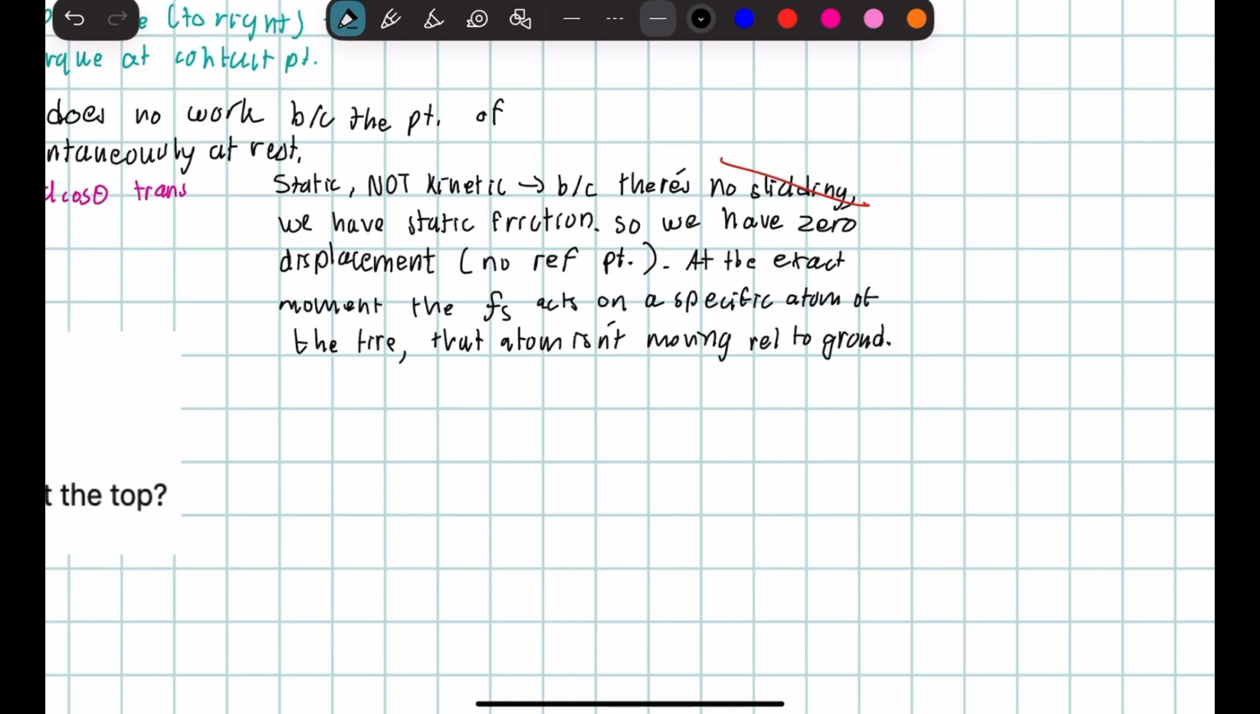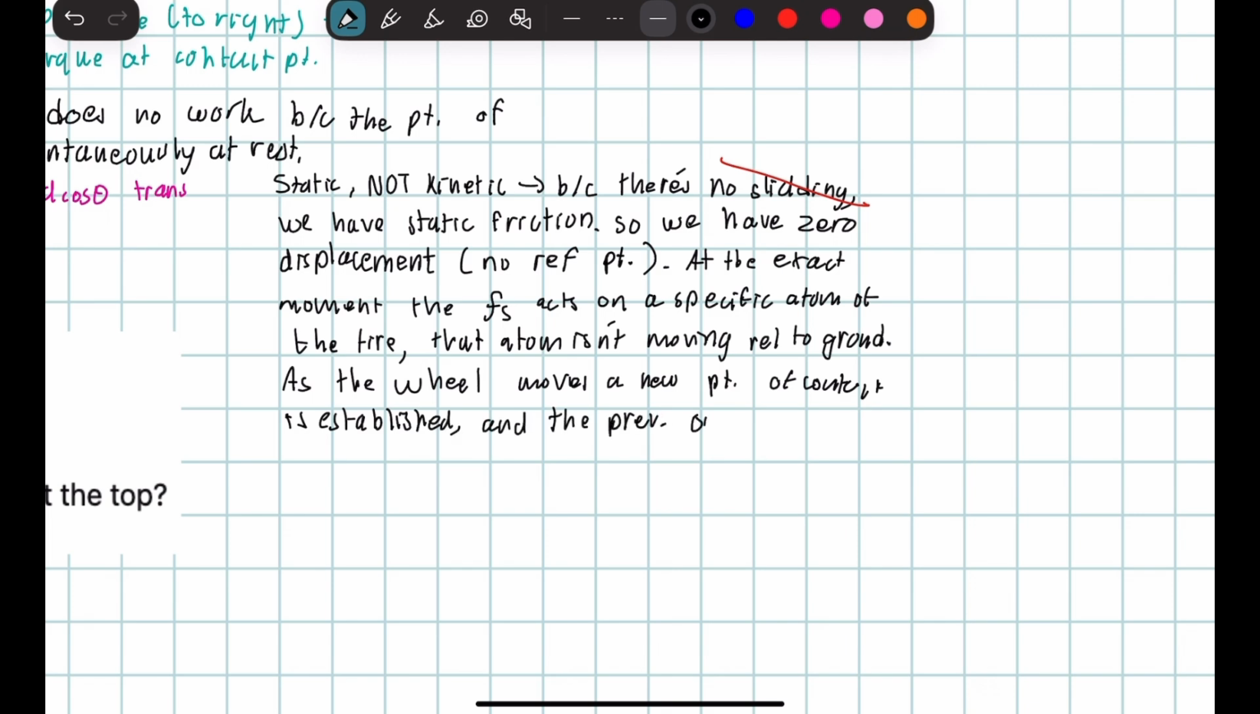So there's a handoff of this. As the wheel moves, a new point of contact is established, and the previous one lifts off the ground. At no point does a single contact point drag across the surface because it's constantly changing.